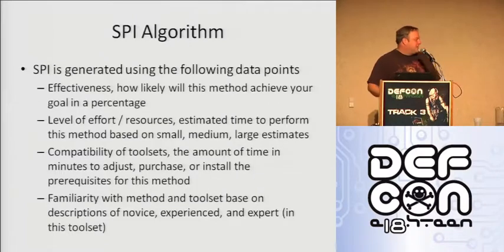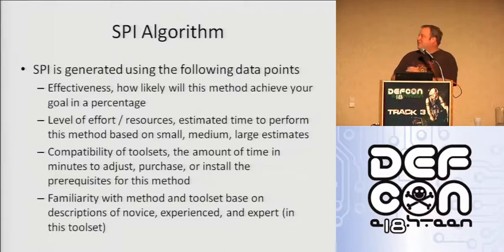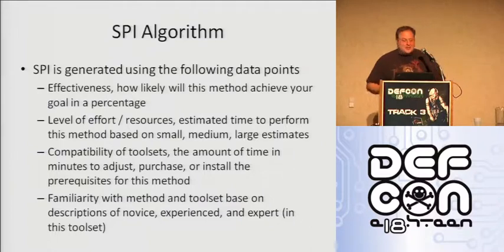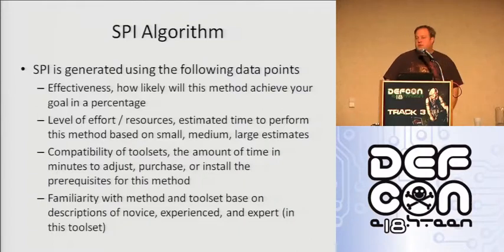It was a different algorithm that was actually used for gambling, about probability and how much of your bankroll you should use. But the SPI is generated based on effectiveness, level of effort, compatibility of your tool sets, whether you have them and a good reason, and then the familiarity with the method, right? So if you've never used Red Ripper or any of the registry tools, we want to know that, because then we can help you estimate which one is the best for you. If you've already got experience doing XYZ, that's going to come out a little bit higher.